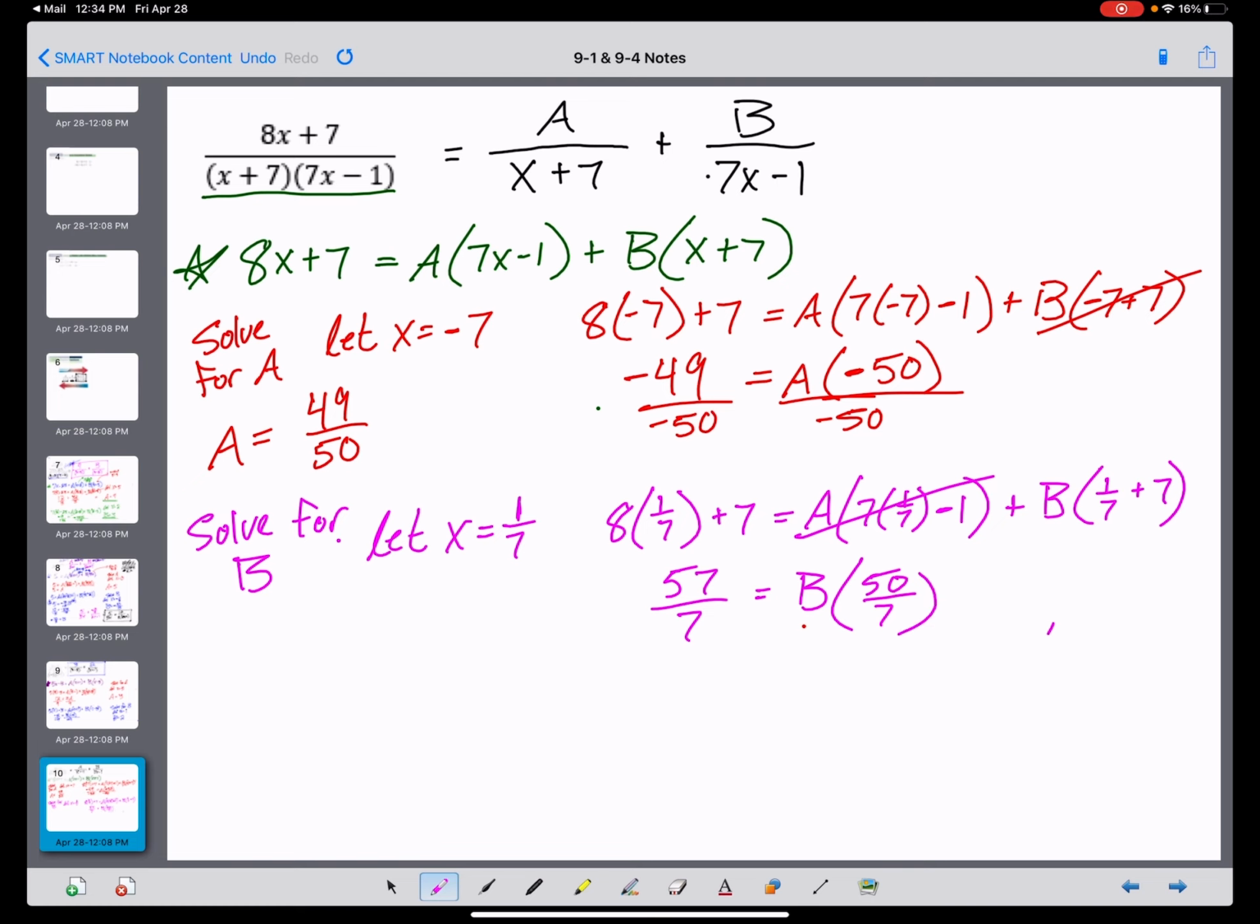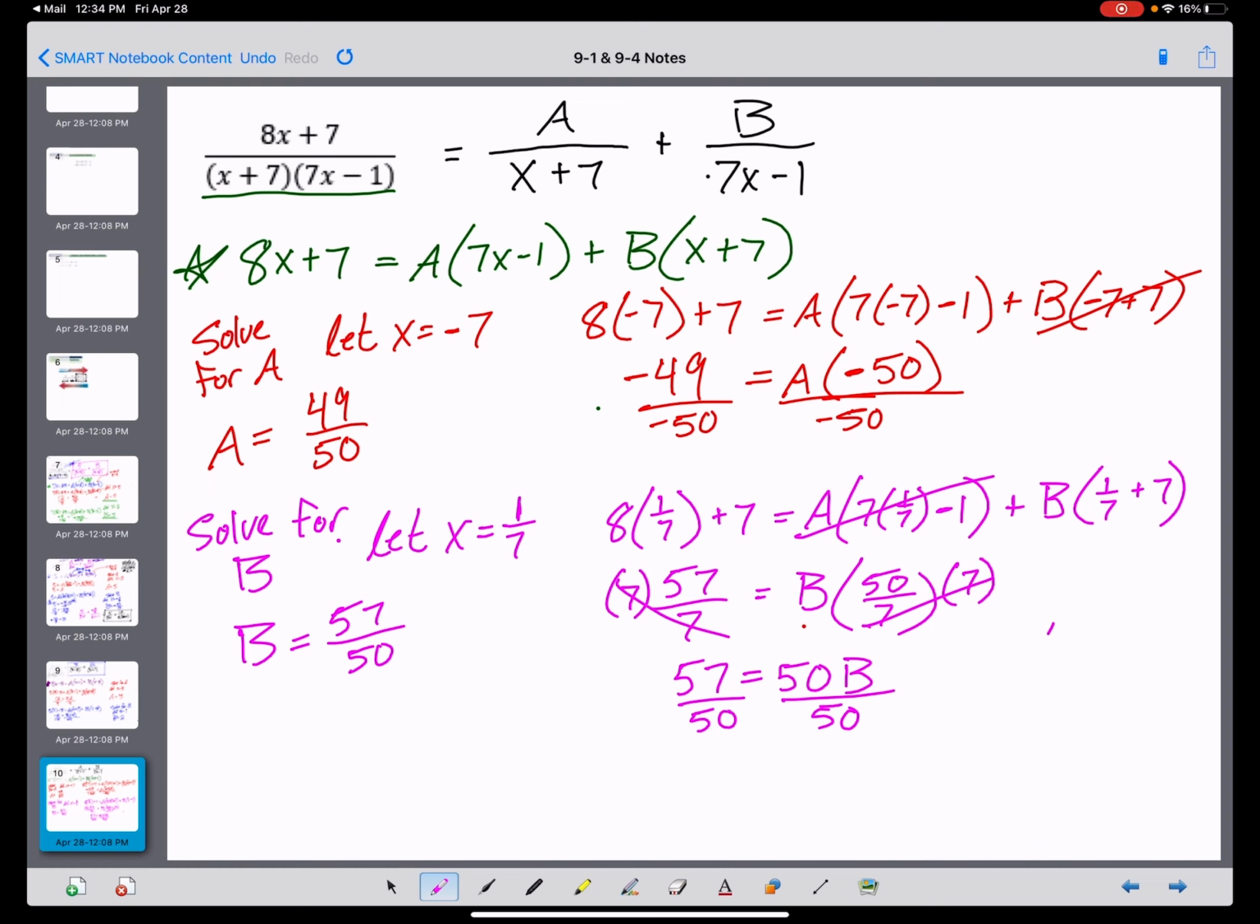Well, first thing I'm going to do is multiply by 7 on both of these. 7's cancel out, and I got 57 equals 50B, divided by 50. And I got B equals 57 over 50. All right.